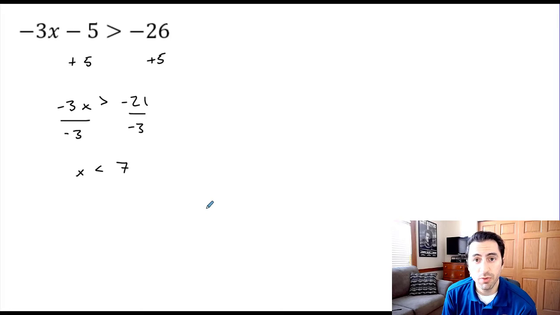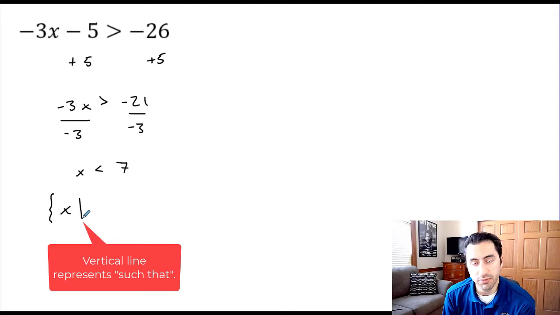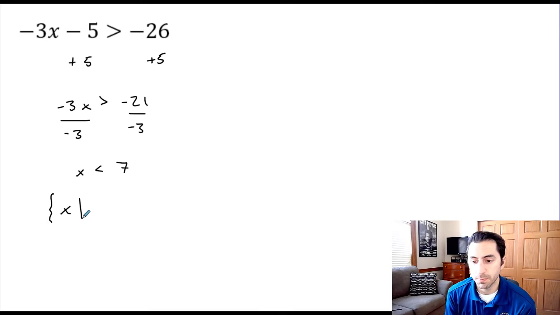Okay, I have a couple different ways I can represent this solution set as well. The first one is with this inequality. I could also use set builder notation. In set builder notation, we use curly brackets, and then I'm going to say x, and then we do a straight line. The straight line represents "such that." So basically what I'm saying here is I have the set of x values such that x is less than 7. It's describing all these numbers that are less than 7. So this is set builder notation.